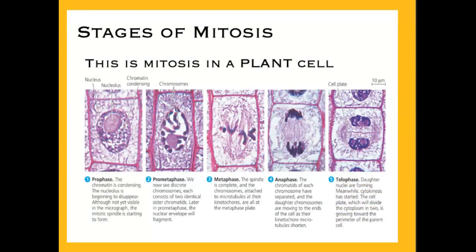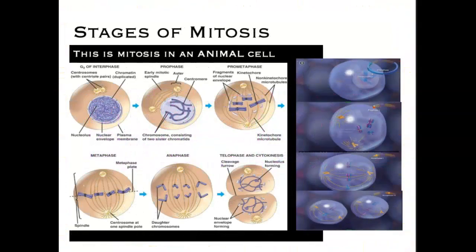In plant cells, it's the same exact stages, except if you look at telophase there, the plant cells do not pinch in. You get the formation of a cell plate, which eventually forms the cell wall. So just another view of mitosis in animal cells. Again, notice the cleavage furrow there. In telophase, plant cells do not have that.